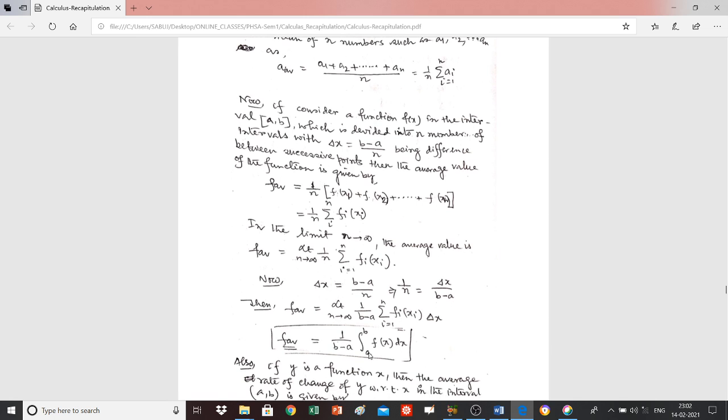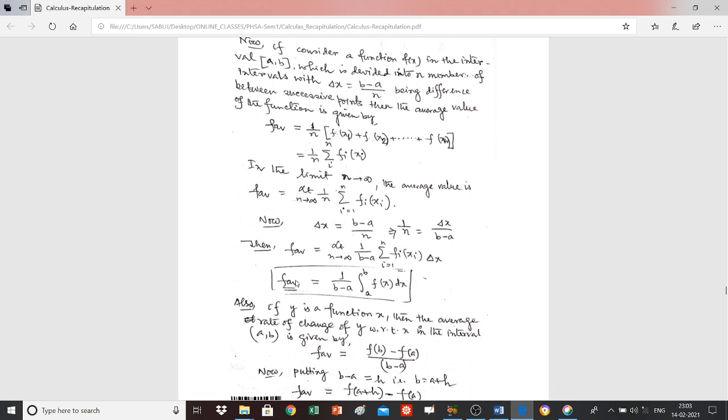So from this relation you can easily calculate the average value of a given function, but in this case you have to be provided the interval of the function where it is defined. So if ab is the interval, then f average is equal to 1 by b minus a, integral from a to b of f(x) dx. Also, if y is a function of x, then the average rate of change of y with respect to x in the interval ab is given by.